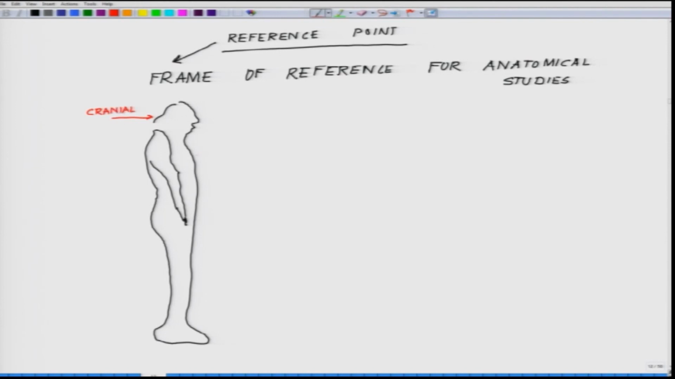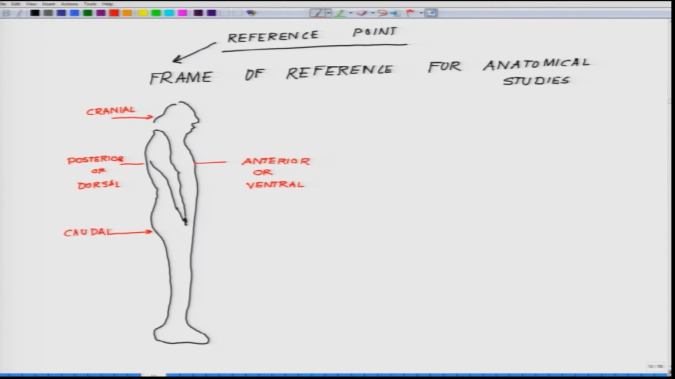The front of your body is called anterior or ventral part of the body. The back of your body is called the posterior or the dorsal part, and the lower part is called the caudal part of the body.